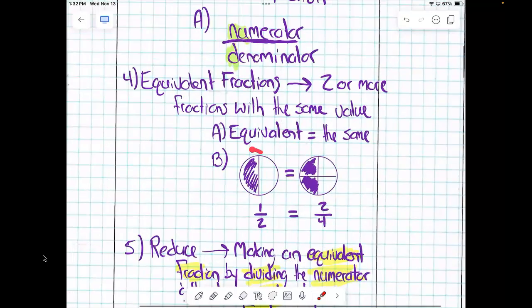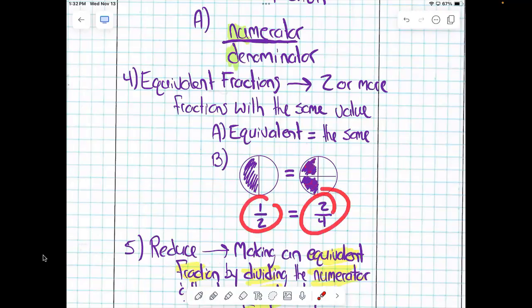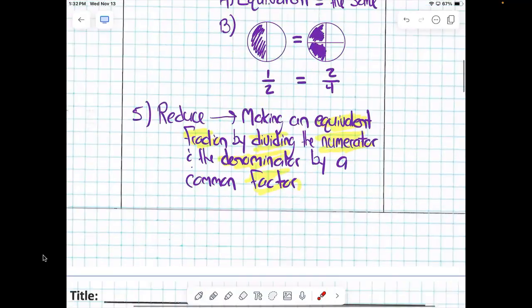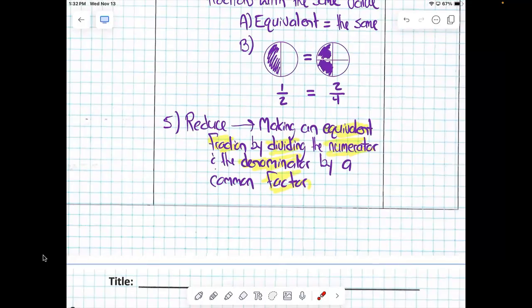So here's a pizza. Is this pizza the same as this pizza? Yes. How much of this pizza am I eating? 2/4. But is 1/2 and 2/4 the same thing? Yes. Reduce: make an equivalent fraction by dividing the numerator and the denominator by a common factor.